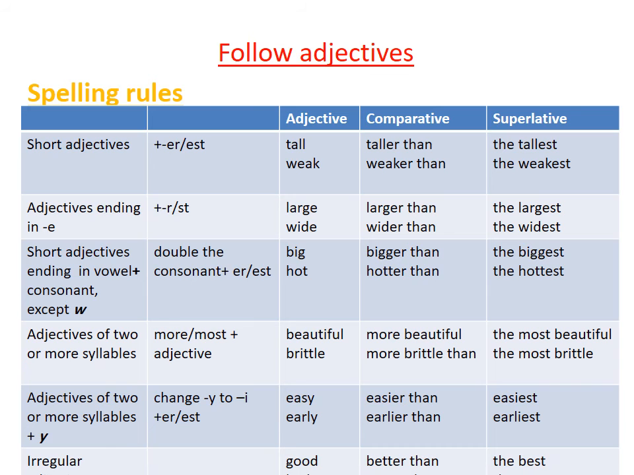You cannot say Mona is the goodest student. No, we cannot say the goodest, because it is an irregular adjective. So we'll say the best. It changes into the best. So we call these irregular adjectives.